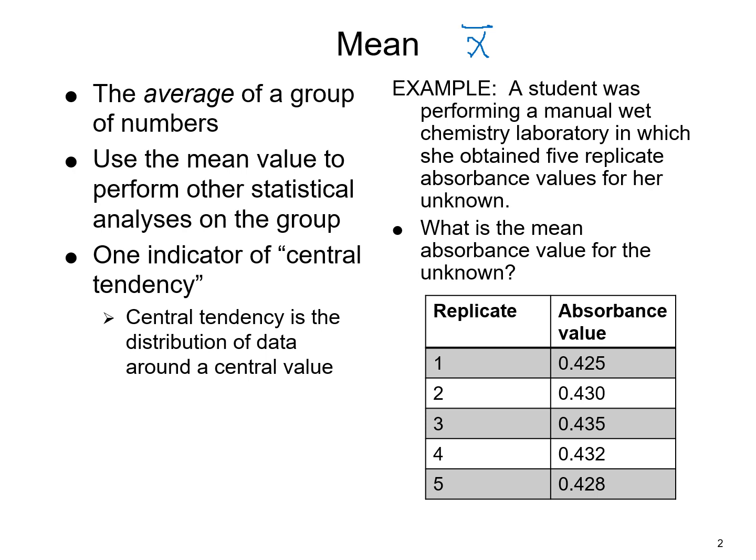We sometimes use the mean value in order to perform other statistical tests on that same group of numerical values. The mean is also used as an indicator of central tendency, which is the distribution of data around a central point or a central value. In this example, a student is performing a manual wet chemistry laboratory in which they obtain 5 replicate absorbance values for the unknown. So using a spectrophotometer, they get the absorbance values of solutions or patient samples, and they need to determine the mean of those values.